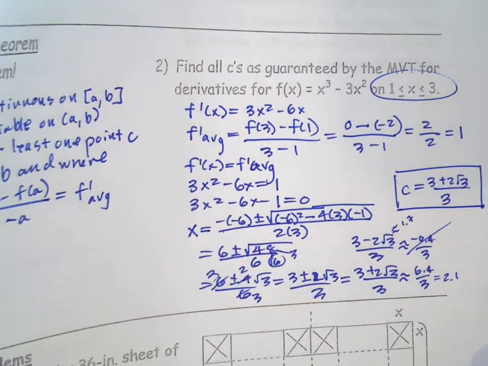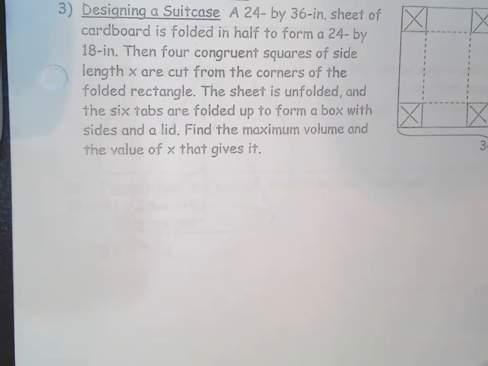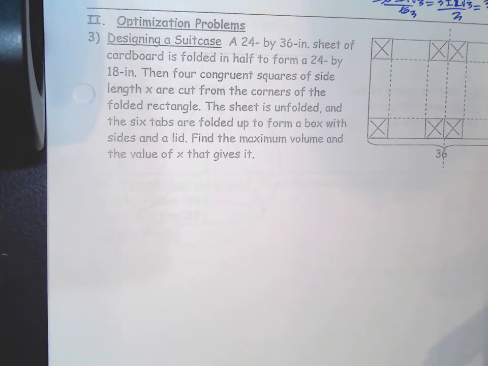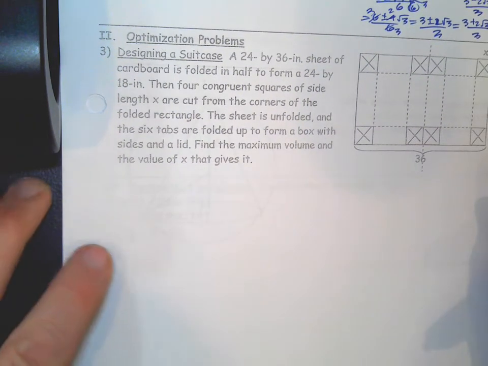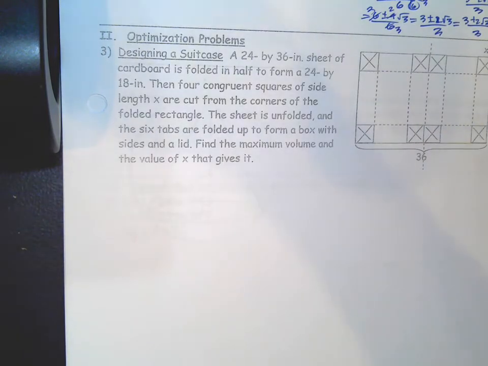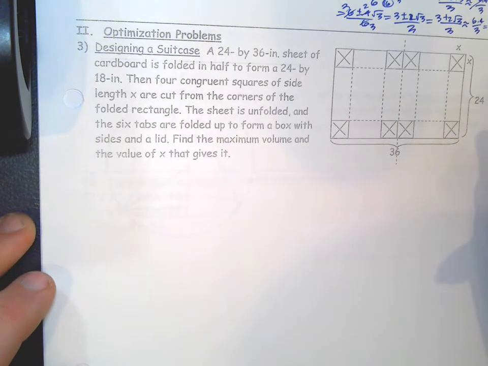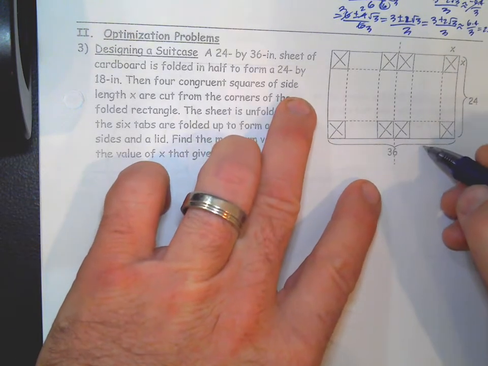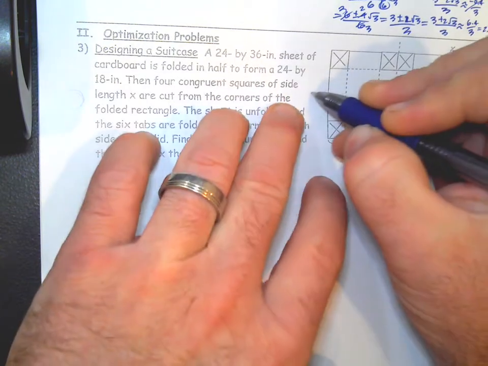Okay, optimization. I have a couple challenging optimization problems here for you. Similar problems we've done back in Calc AB. Some of you guys chose this as your optimization project last year, right? The box. So let's see, a 24 by 36 sheet of cardboard is folded in half to form a 24 by 18. So this is going to be 18 from here to here, right? 24 by 18.